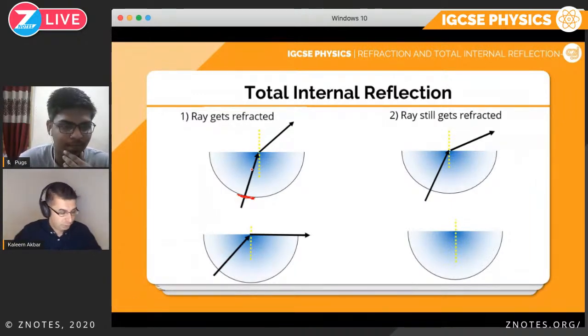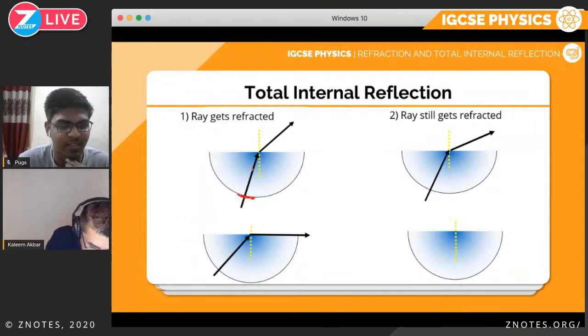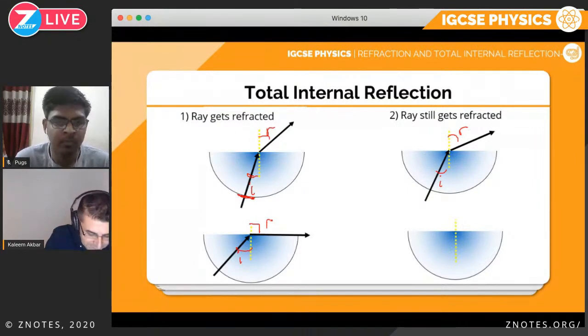By the way, let me just do this with a pen. I hope it lets me draw on this. Yep, that's I. That's R. That's I. That's R. That's I. This time R is 90. But this I is now going to be given a special name.